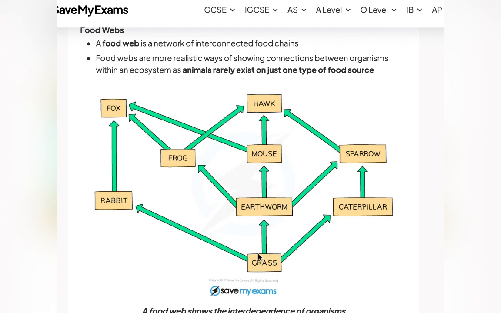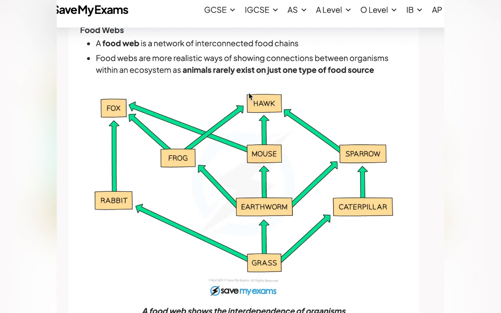Okay, another food chain can happen here. Grass is eaten by earthworm, earthworm is eaten by frog, frog is eaten by fox. This is another food chain which has producers, primary consumers, secondary consumers, and tertiary consumers. We have another food chain here. Grass is eaten by earthworm, earthworm is eaten by frog, frog is eaten by hawk. Okay, which is another food chain.